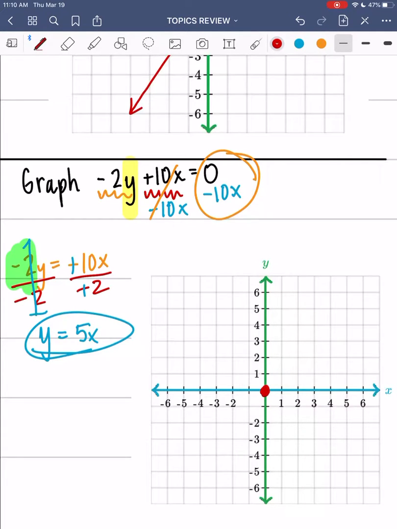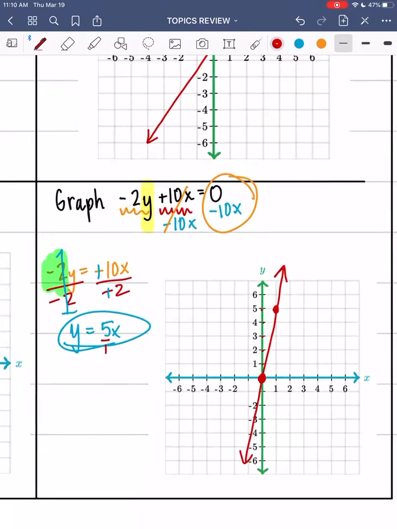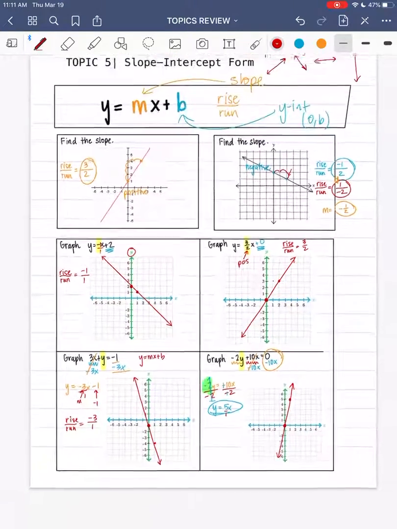And we have a slope of 5, which we can think of as 5 over 1. So we have to rise 5, 1, 2, 3, 4, 5, run 1. So there's a second point. Just like that. Very steep, but it's good. All right, that is slope-intercept form, crash course.